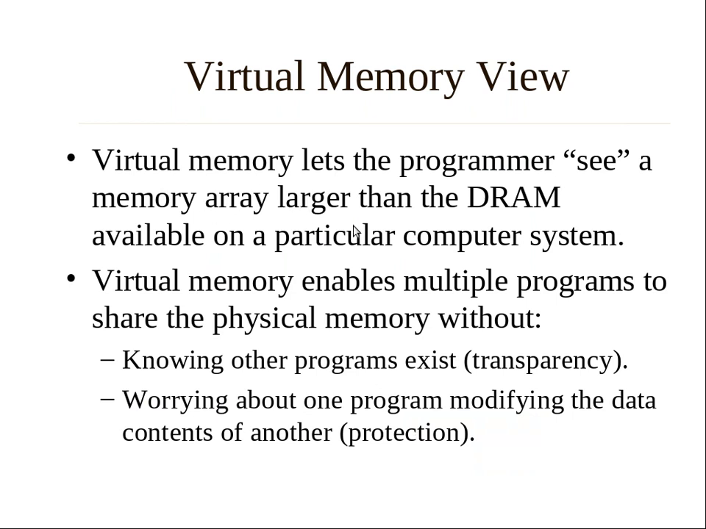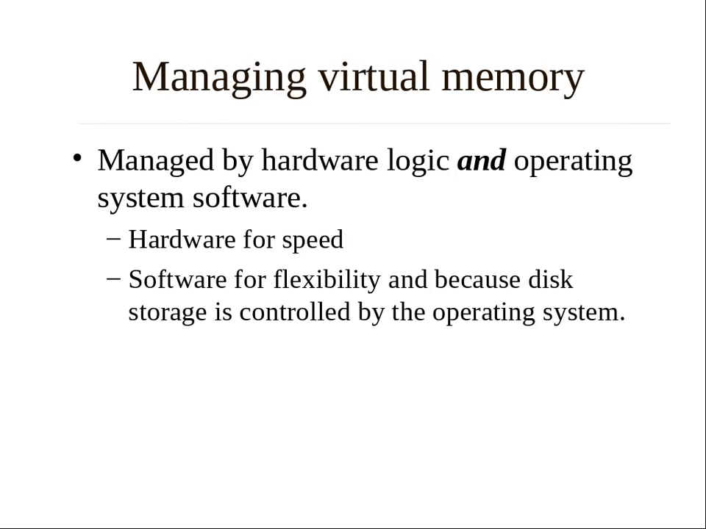So virtual memory lets programs see a memory array larger than DRAM. Virtual memory enables multiple programs to share physical memory without knowing that the other programs exist. This is called transparency, because you're just reading and writing to memory and not worrying about one program modifying another, because the operating system and hardware are going to provide protection between one program and another. Again, if I haven't made this self-clear, virtual memory is what all our modern systems use.